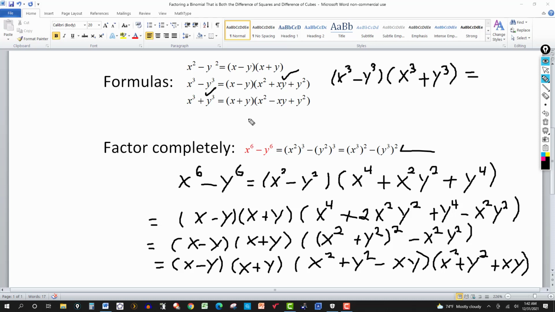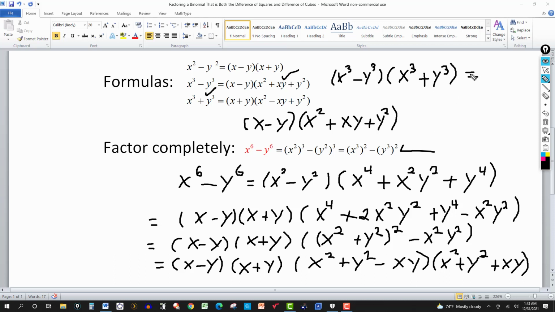So x to the 3rd minus y to the 3rd factors into x minus y, the difference of the cube roots, and then the other factor, as we see from that second formula, is the square of the first term, x squared, sign changes to a plus here, the product of the roots of the terms is xy, plus the second term of the binomial squared, gives me that.